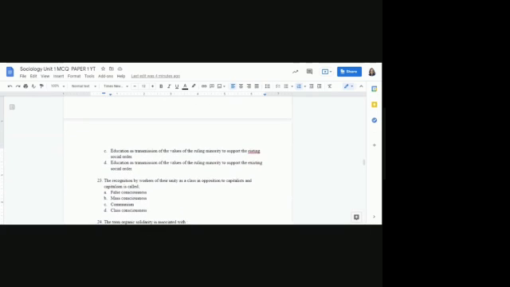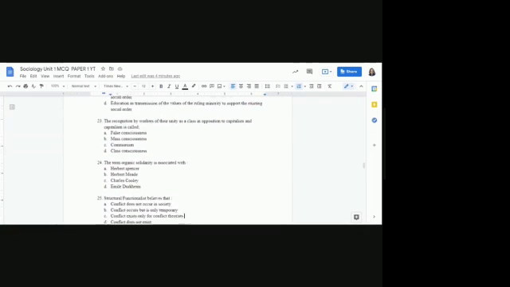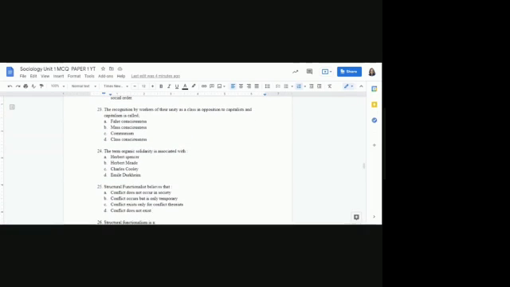Let's move on to question number 23. The recognition of workers of their unity as a class in opposition to capitalism and capitalists is called, yes, it is called communism. That's the correct answer.